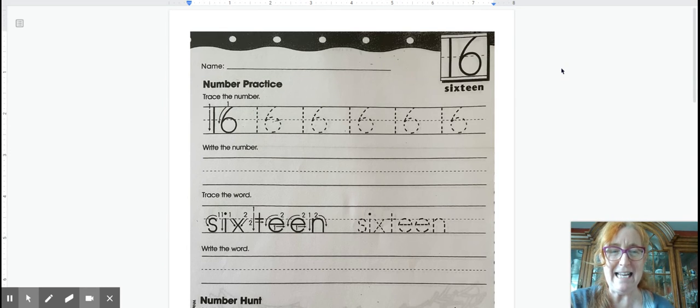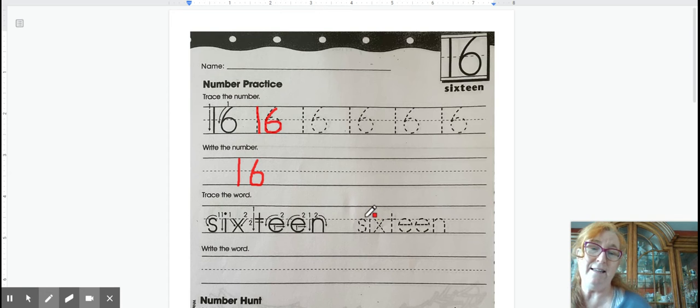Practice 16. Let's review 16 today. 16 is a two-digit number. It starts with a 1, that's 10, and we add 6 more. 6 plus 10 is 16. Remember, a 16 has a 1 digit, and we start at the top for the number 6, and you slide down, bump the bottom line, and curve around.